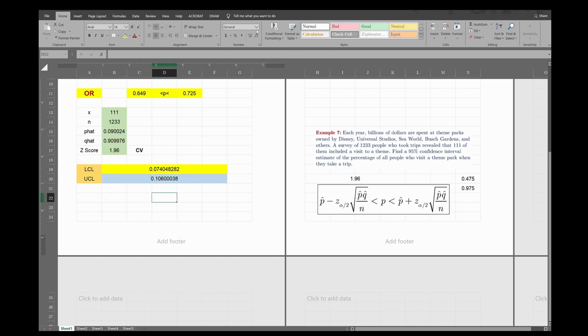So again, I can write this as p being between, let's say I want 3 decimal places again. All right, so the left-hand side or the lower confidence limit will be 0.074 and the other side will be 0.106, and that will be my confidence interval for that exercise.